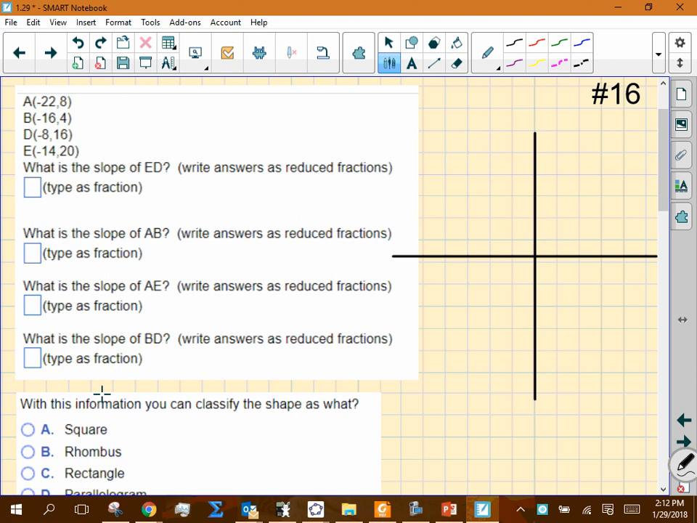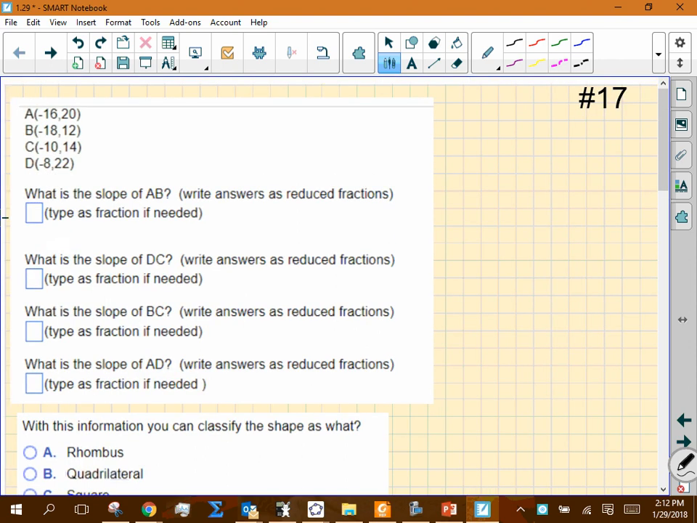I deliberately made these, and actually I've already done this one on a video, so let's do, I think 17 is actually maybe one of the harder ones.